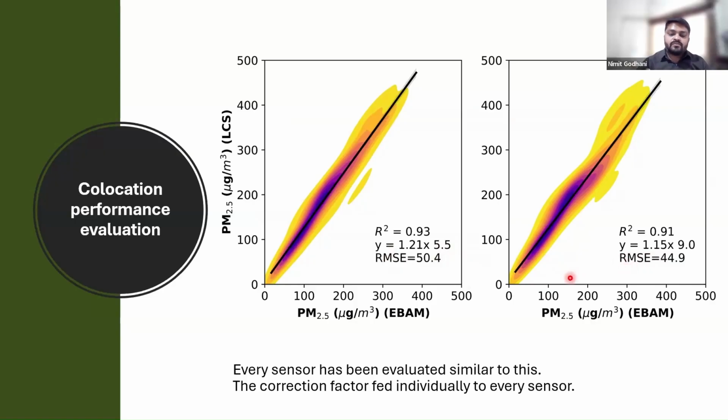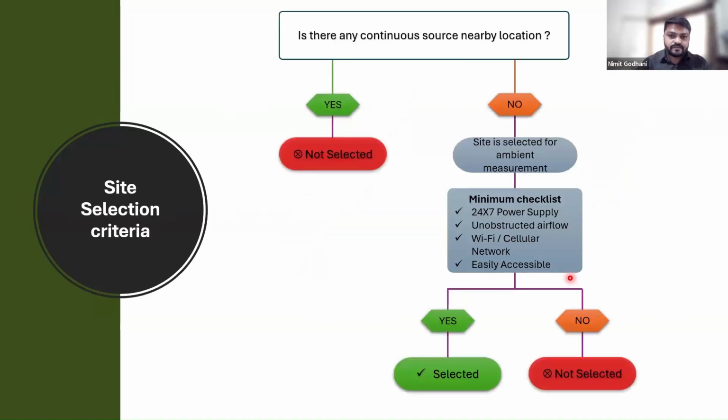So before the deployment, for each and every ID, we feed this equation into the motherboard of the sensor. So it will adjust the PM concentration according to these equations. There is also a very useful thing that we have done before going to the field.